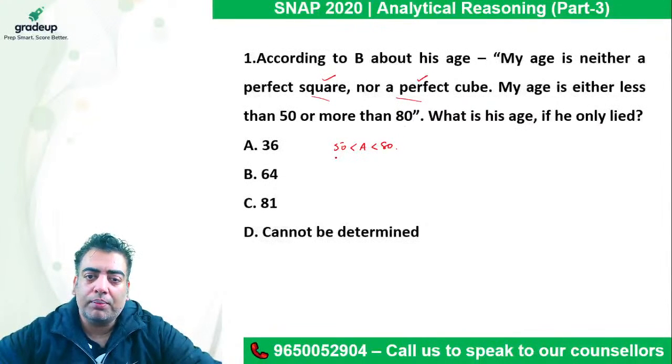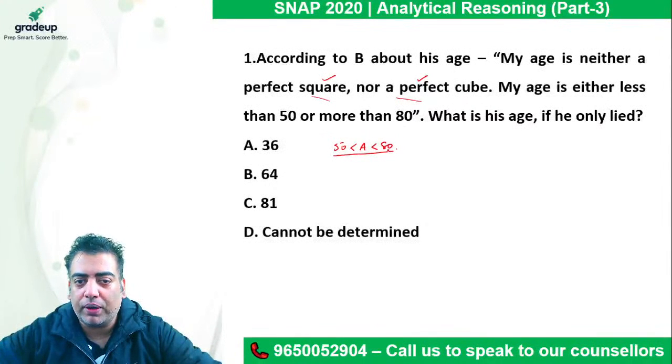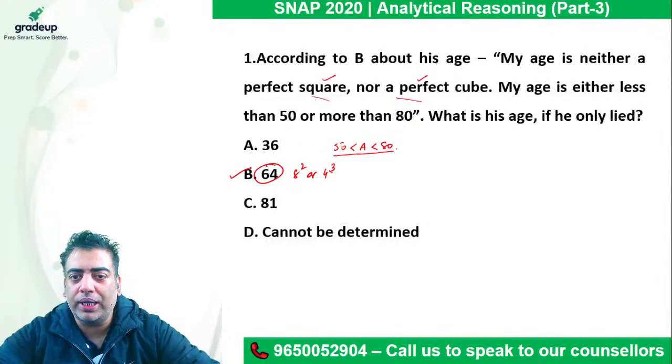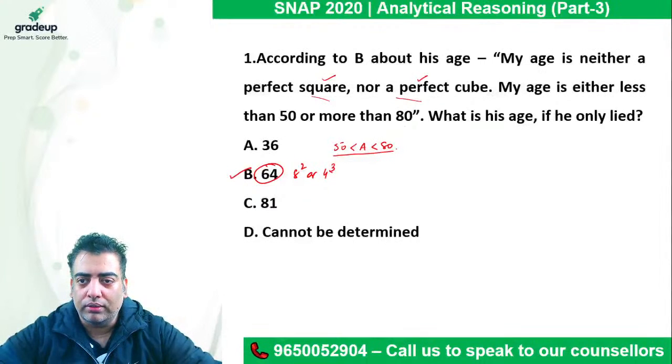So the number which lies in the range and is a perfect square as well as a perfect cube is nothing but 64, which we can write as 8 square or 4 cube. So the correct answer for this question comes out to be B. Please everyone check it out. I hope it is clear. A very easy question.